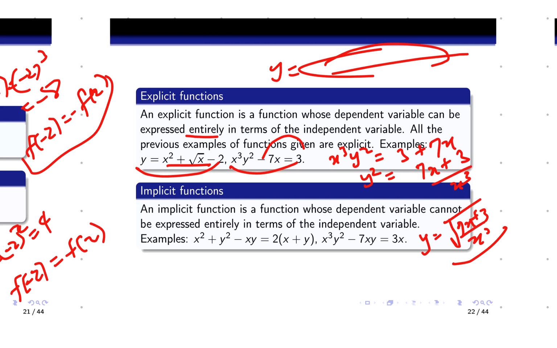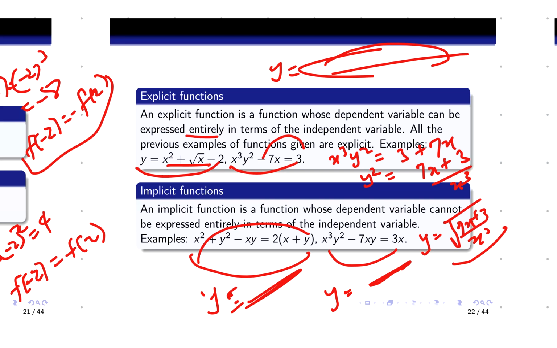But if you look at the implicit case, an implicit function is a function whose dependent variable cannot be expressed entirely in terms of the independent variable. So in this case, try as hard as you may, you will never be able to say y is equal to something that doesn't involve y. It is the same for this one. This is also implicit, because you cannot say y is equal to something that does not contain y. So that's the difference between explicit and implicit functions.